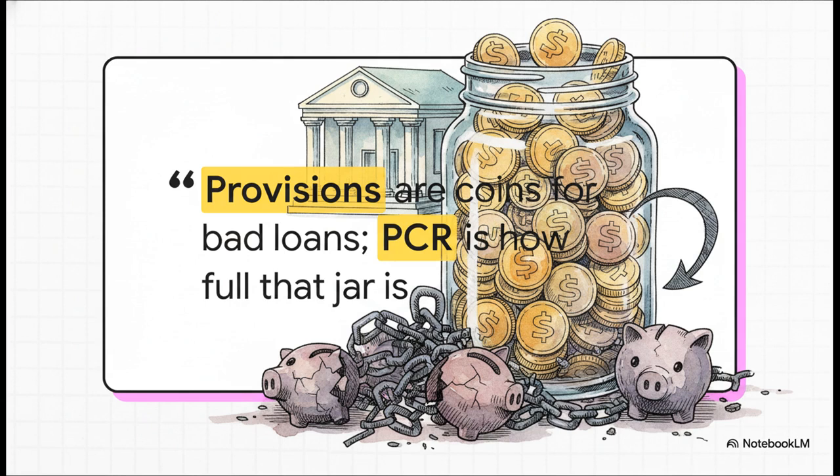It's just measuring the size of your safety jar compared to all the bad loans currently sitting out there in your portfolio. If your PCR is sitting above 80%, it means your jar is incredibly full, and you've got very low future earnings risk from the bad loans you already know about.